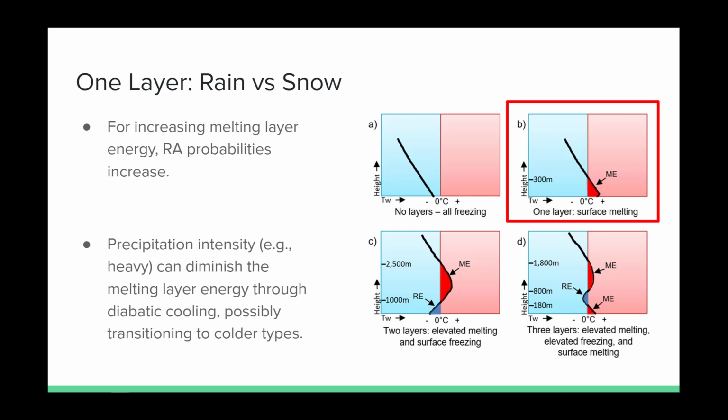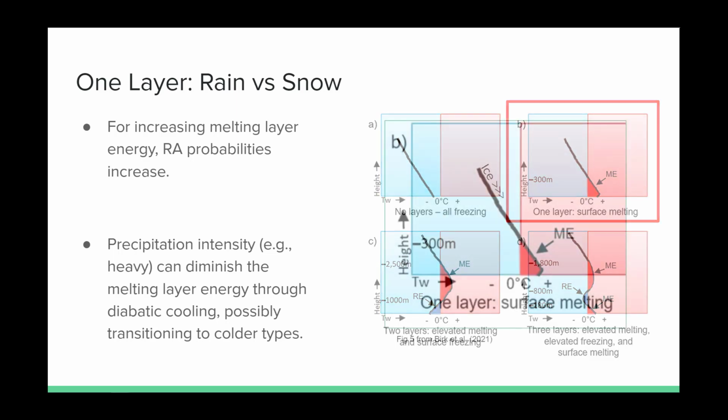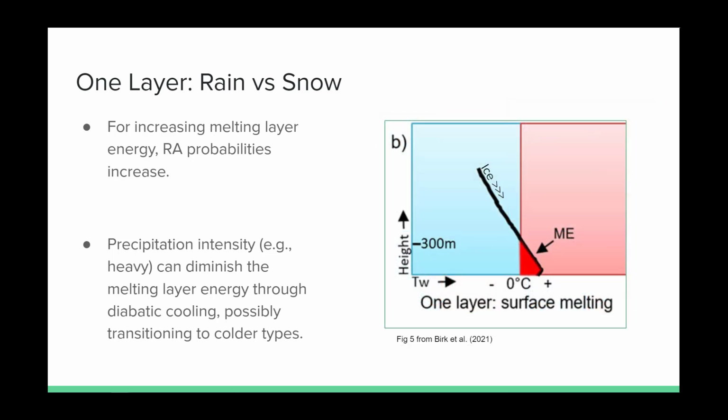So let's get back to talking through the scenarios with forecasting precipitation type and hit on example B. This scenario, one melting layer, is fairly typical in transition seasons and in the western United States. While it's pretty straightforward that as the melting layer energy of the surface layer increases, the more likely you are to see rain versus snow, diabatic processes can overwhelm the melting layer.